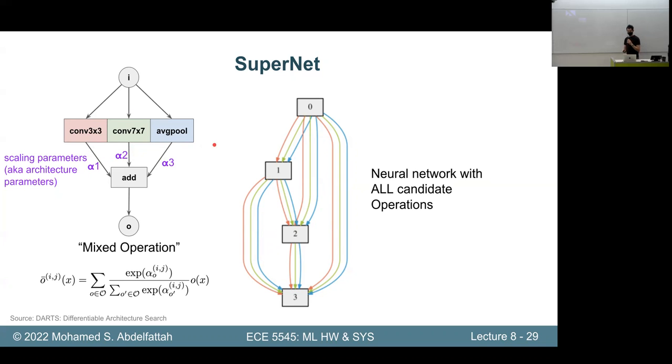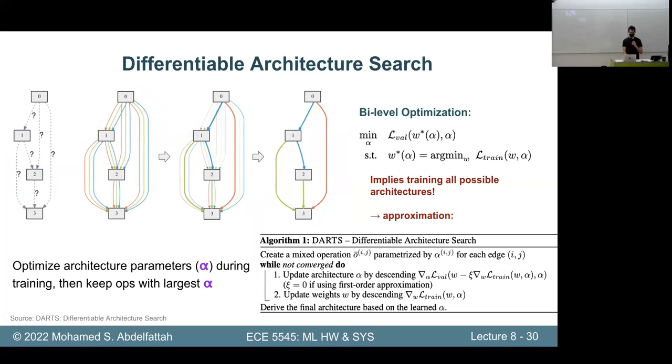That's probably not clear yet, so let's take a look at it again. I have this cell, and I want to search for what operation to put on each of those edges. I construct a SuperNet with all of the operations combined with this addition and these alpha values as well. While I'm training the neural network, I'm also training the value of those alphas. As I'm training, some of those alphas will get smaller and smaller, so they don't really contribute to my output anymore, and some of them will get larger. That's why we use a softmax there. That's why I said it was a bit premature.